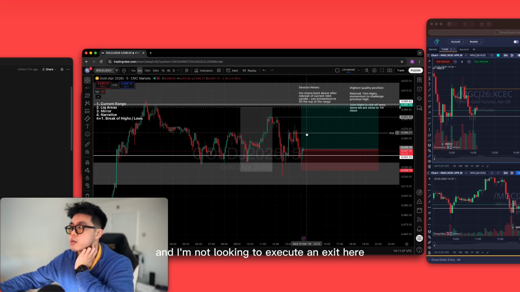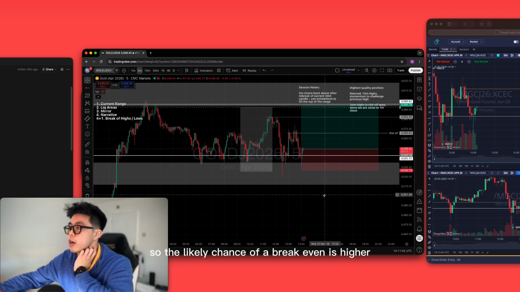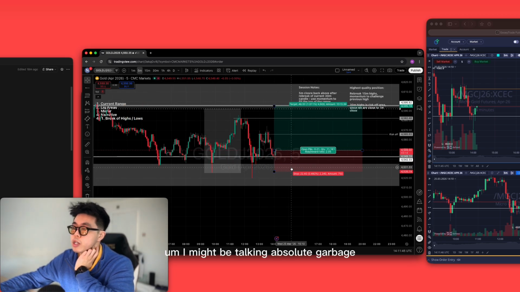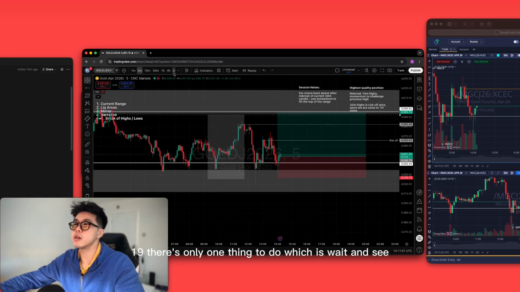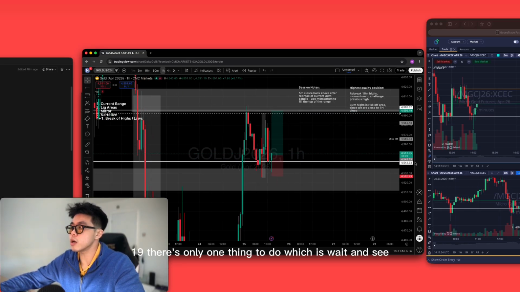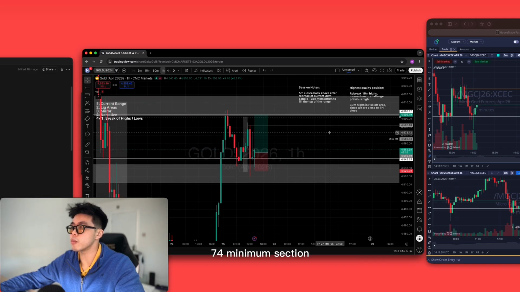And I'm not looking to execute an exit here at the trade at 45.66. I'm looking for a risk off. So the likely chance of a break even is higher. I might be talking absolute garbage, but for me, I think I would have wanted to see more of a liquidity grab towards 45.19. There's only one thing to do, which is wait and see. That's really nice to come challenge 45.74 minimum.